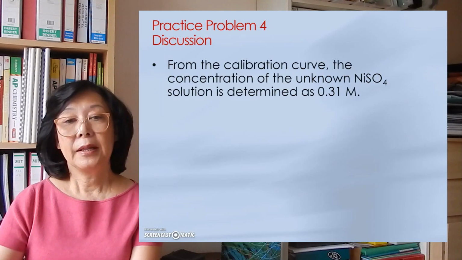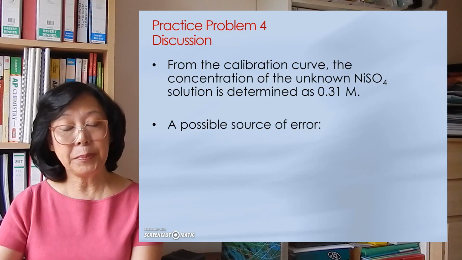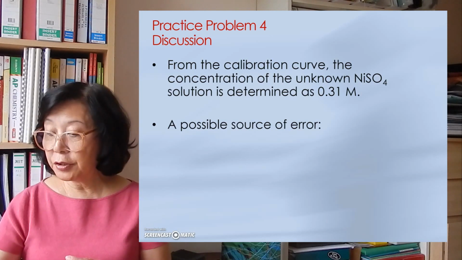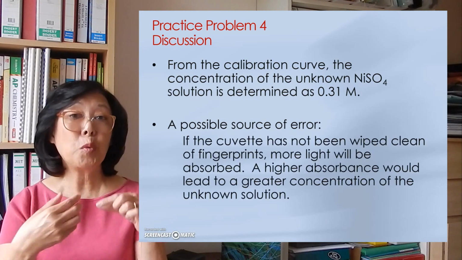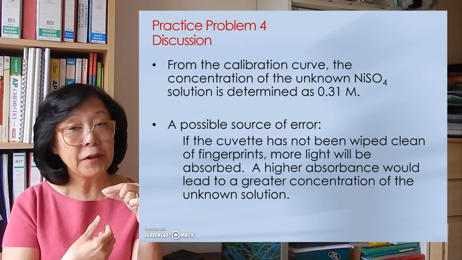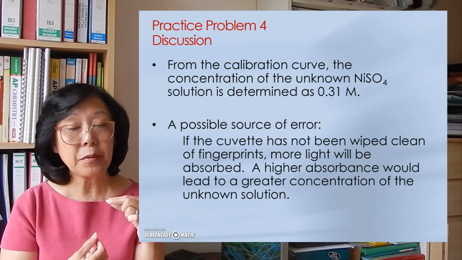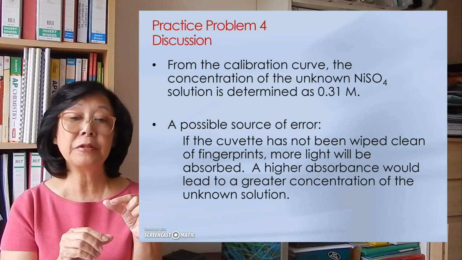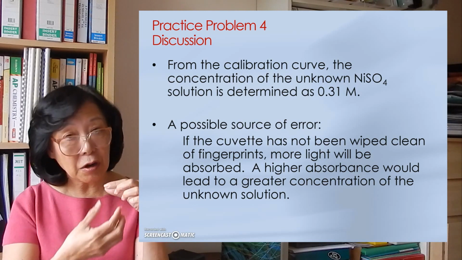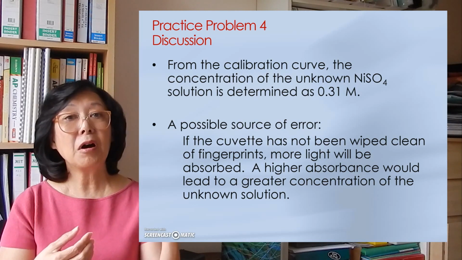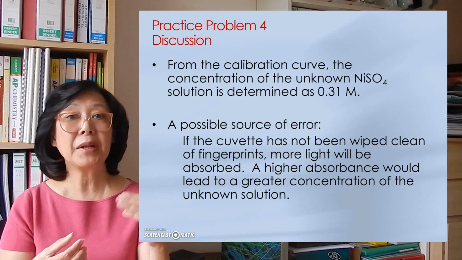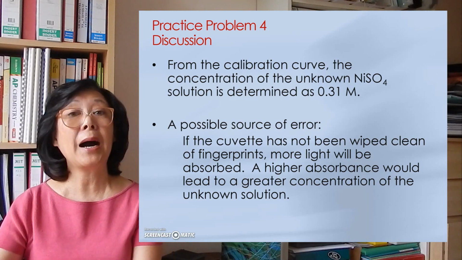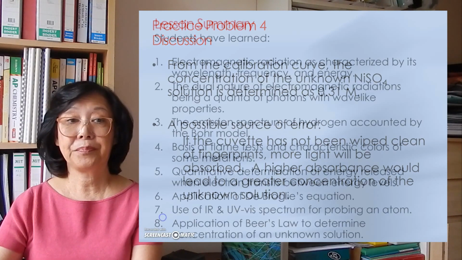Now, the error could be this. If the student forgot to wipe the cuvette clean of his fingerprint with the Kim white tissue, then there will be fingerprint left on the cuvette, and that will block some light and absorb more light, and that would then yield a higher concentration.